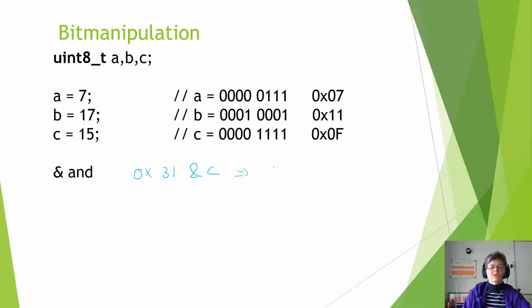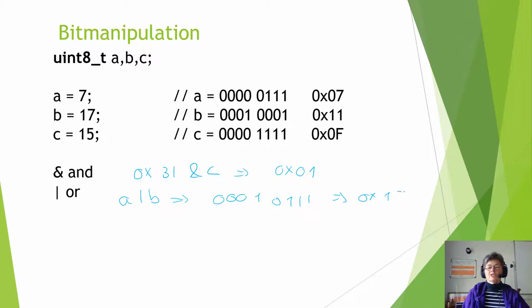Then that would give us 0x0, the 3 disappears and changes into 0, 1. And so this is a nice way of masking one of the nibbles. We can also do a bitwise OR, quite straightforward. So if I have A or B, then I would get 0, 0, 1, 0, 1, 1, 1. So that would be 0x1, and then the other one would be 7. So just a simple OR.